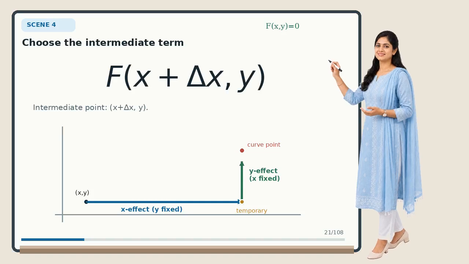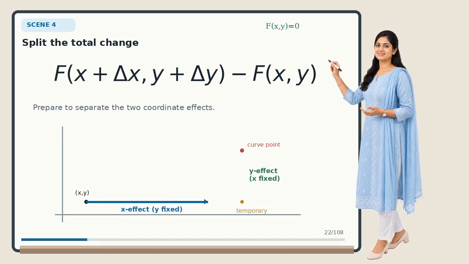Add and subtract the carefully chosen intermediate value f of x plus delta x comma y. This temporary input keeps y fixed while x changes first. The original total change stays on the left. On the next line we will write it as a y effect plus an x effect.